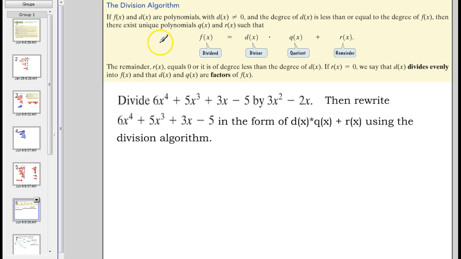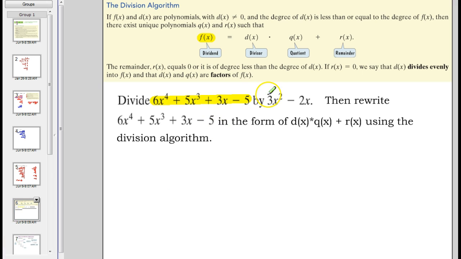Alright, this is your second part of your 2.4 notes. Next we're going to talk about the division algorithm. So what this is basically a way to rewrite a function. So if we want to take this function right here, 6x to the fourth plus 5x cubed, that's our f of x.